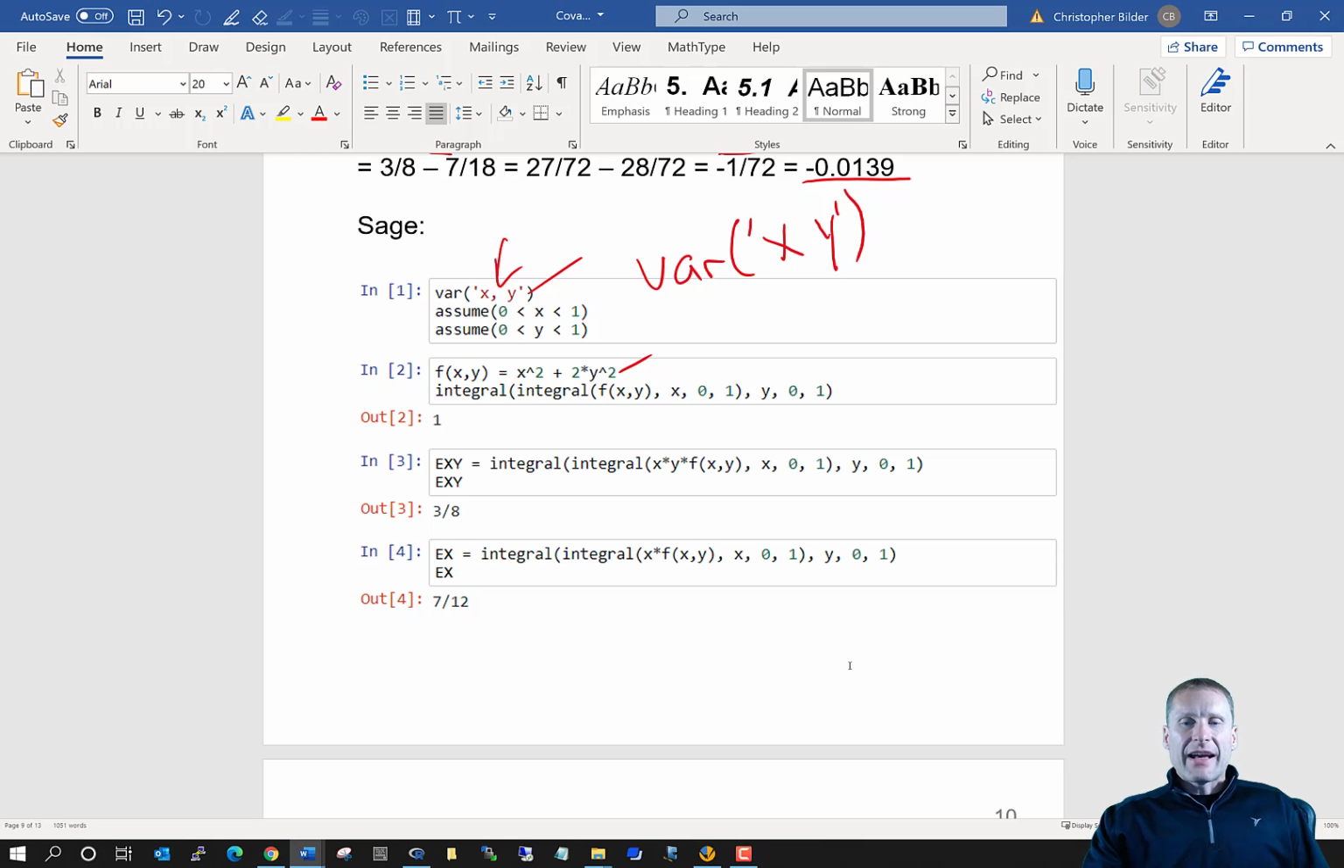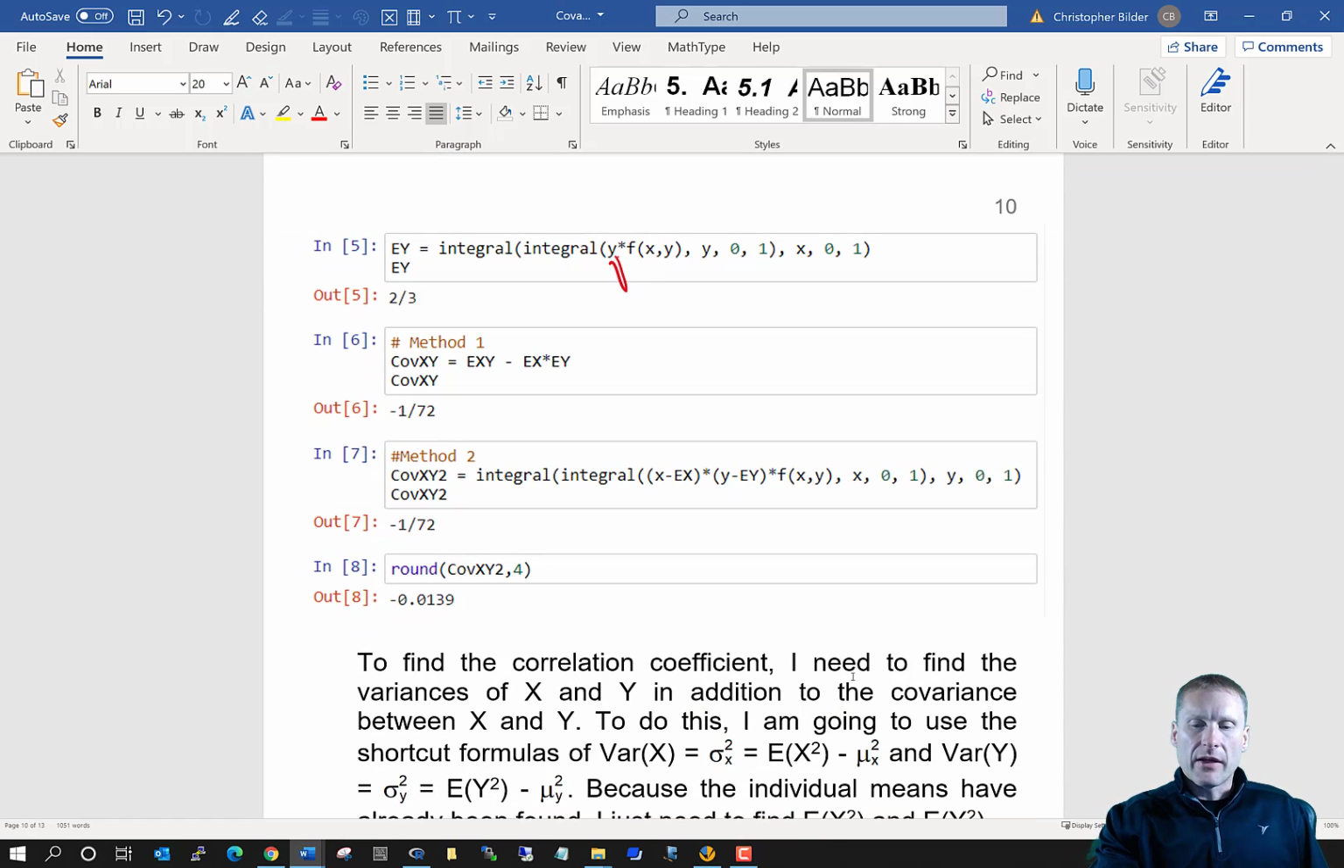And then to find the expected value of x times y, I use the integral function twice. Inside here, I'm going to take the integral of x times y times f of xy. I'm going to integrate over x. It doesn't matter the order that you use. I'm going to integrate from 0 to 1. Then once I have that in a symbolic format, I immediately apply the integral function again with respect to y, integrating from 0 to 1. What do I get? 3/8, which is exactly what I had when I used the by-hand expressions. To get the expected value of x, I do a similar thing, but now I just put x in there. And for the expected value of y, same thing, but only y in there.